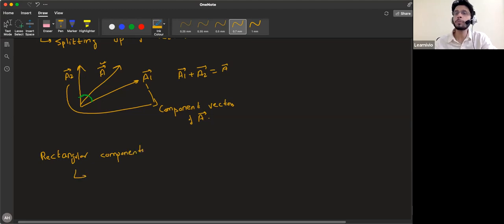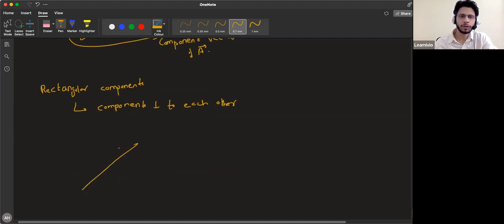Rectangular components means components which are perpendicular to each other, which means if a component is acting along the x-axis, another component will act along the y-axis. So the components which are perpendicular to each other are known as rectangular components.